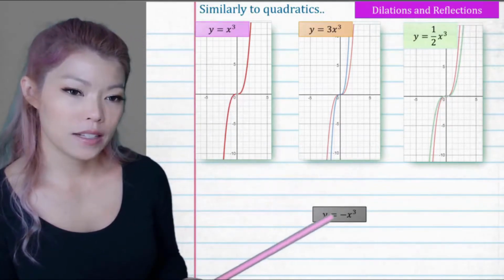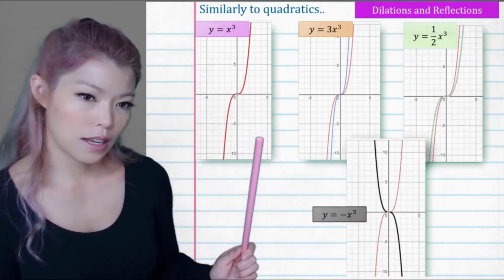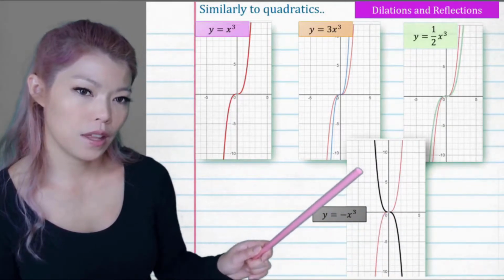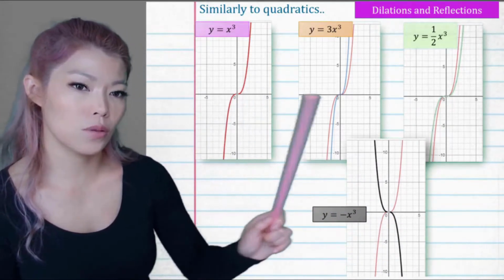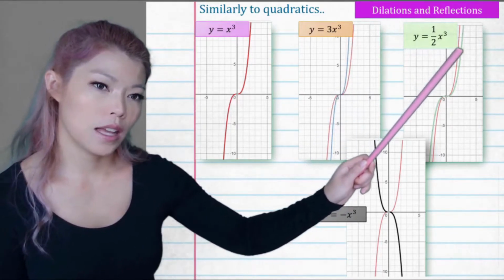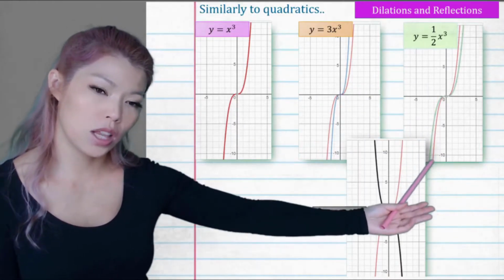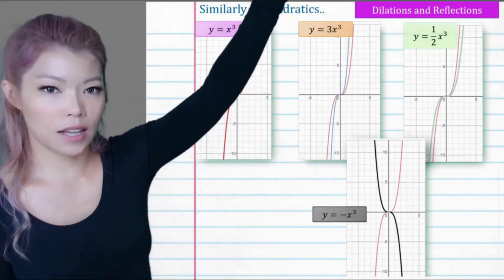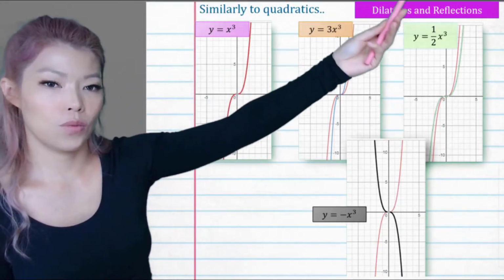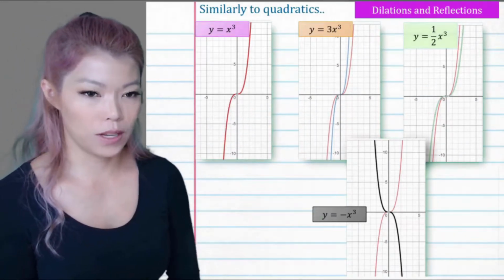And minus x cubed would mean reflected along the x-axis, which means when it flips over, it's this black line over there. So the red line is just x cubed so that you can compare it. The blue line there is 3x cubed, and the green line there is half x cubed. So half is more shallow. If this is x cubed, then 3x cubed will be steeper, half x cubed would be shallower, and negative x cubed would be reflected.